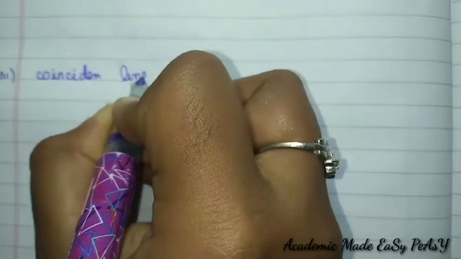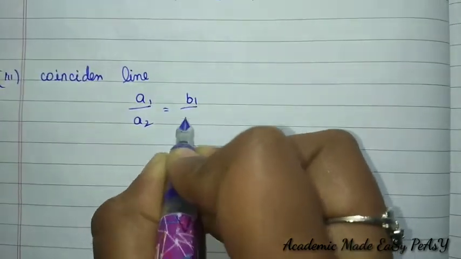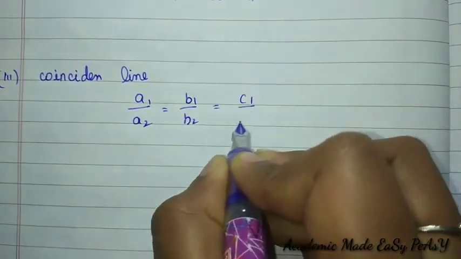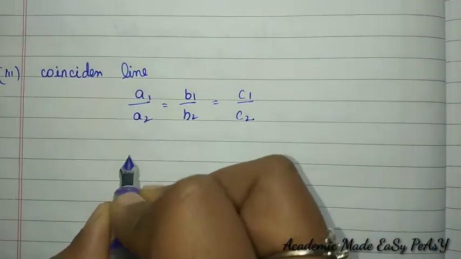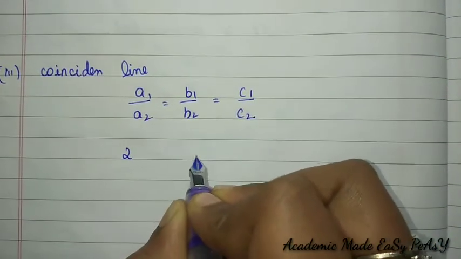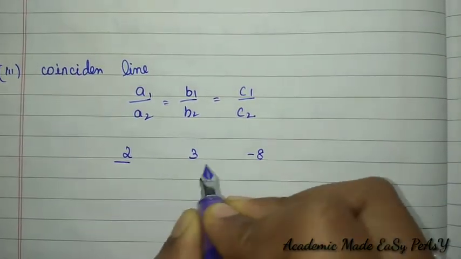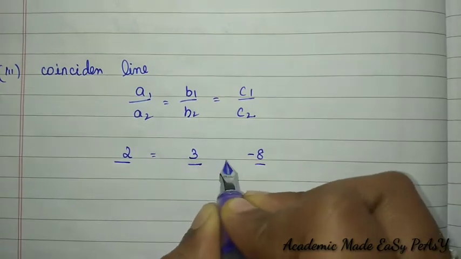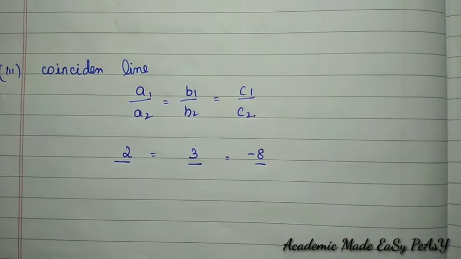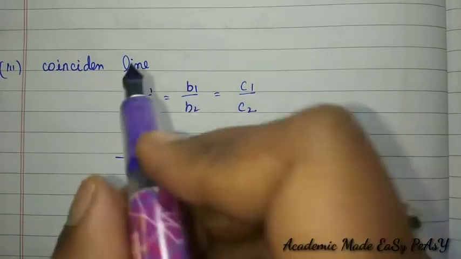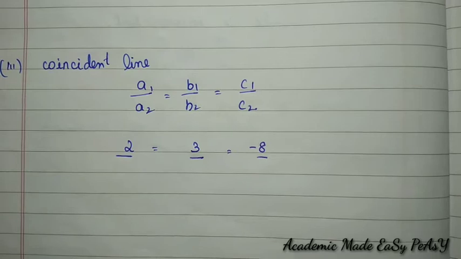So coincident line means a1 by a2 equal to b1 by b2 equal to c1 by c2. So everything should be equal. So my a1 is 2, b1 is 3 and c1 is minus 8. So if I divide with something, I should have same thing. Okay, so let me have 1 by 2 itself because that will be easy, no? So when they give examples, just go for 1 by 2, which will be very easy for everyone.